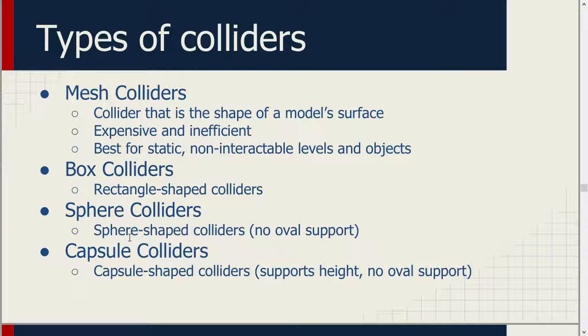Capsule colliders are the best alternative to getting an oval-like shape. They are shaped like capsules, and they're typically used for character collision marks, such as marking off the limbs or the torso, that kind of stuff. They support height, but again, there's no real oval support.